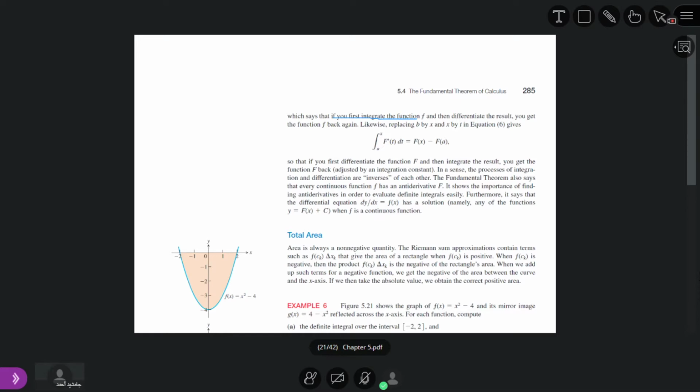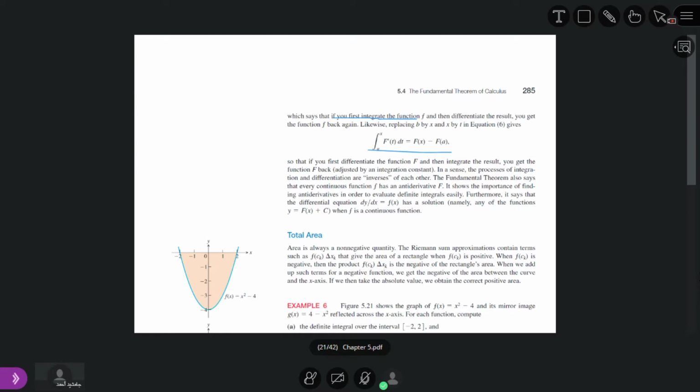Okay, and also from the net change theorem, if we replace b by x and x by t in the formula of the net change theorem, what do we get here? We get the following. It means the integral from a to x of f dash of t dt.